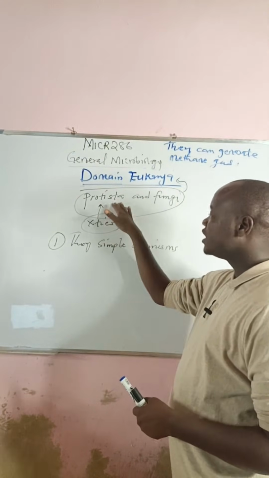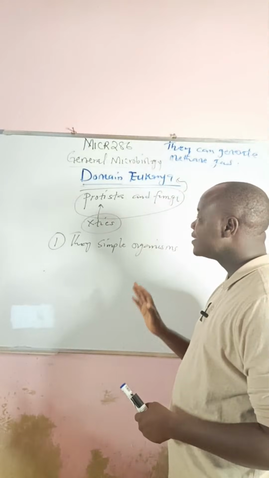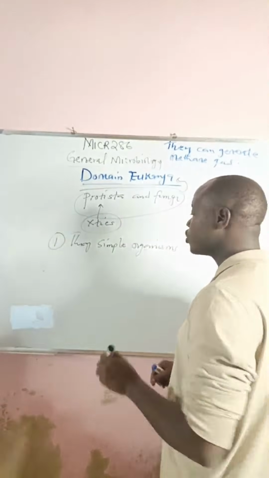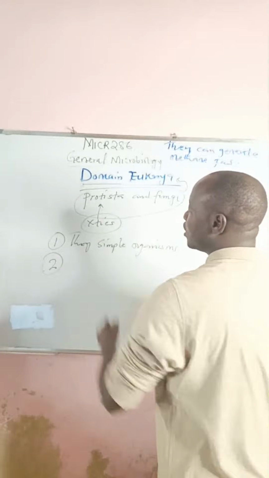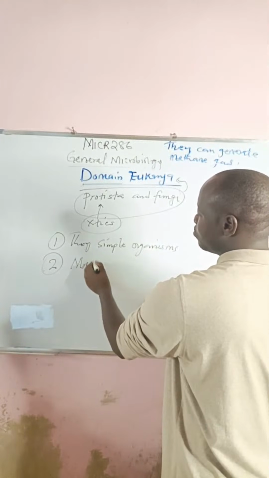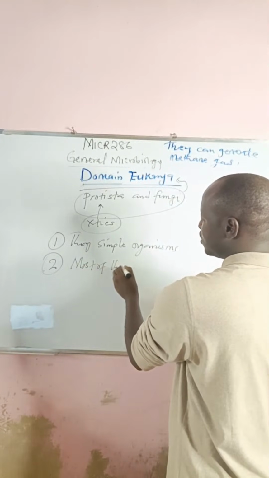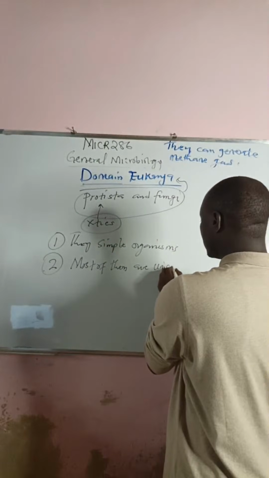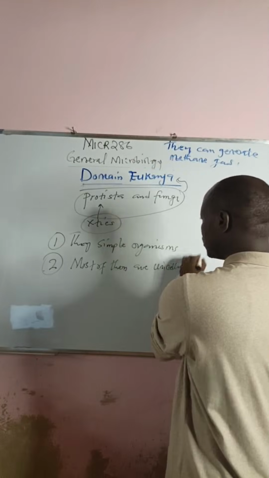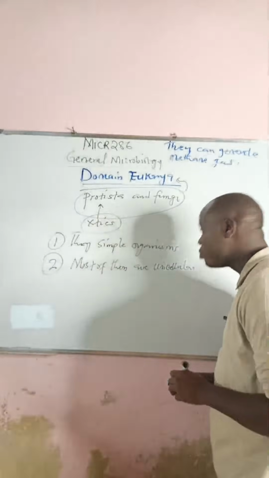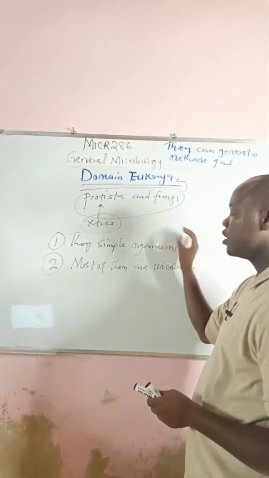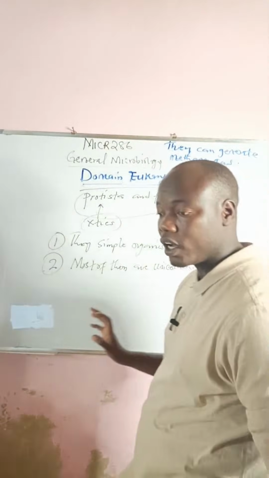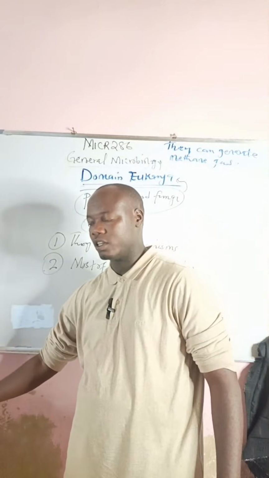So protista is one of the examples of simple organisms, and very importantly, most of them are unicellular. So see, number one, whenever you come to protista, they are simple organisms and they have only one cell. That is why they are called unicellular organisms. And you shouldn't forget about that, please.